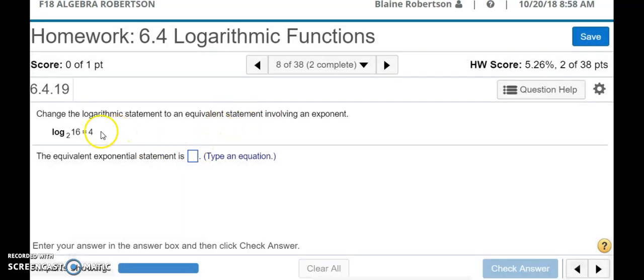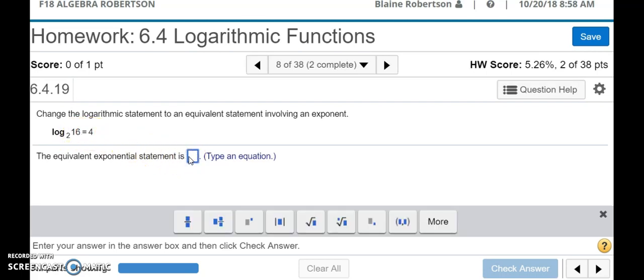This time we're going from a logarithmic statement to an exponential statement. So we have the base being 2, the exponent is 4, and our answer is going to be 16. So going from log to exponential, we have 2 raised to the 4th power equals 16.